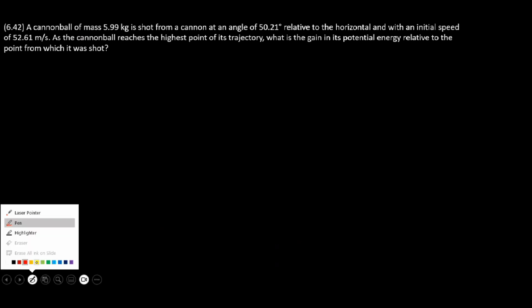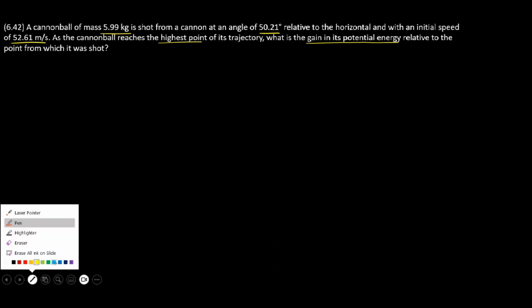In this video, we are going to discuss question 6.42. The question says a cannonball of mass 5.99 kilogram is shot from a cannon at an angle of 50.21 relative to the horizontal and with an initial speed of 52.61 meter per second. As the cannonball reaches its highest point of trajectory, what is the gain in its potential energy relative to the point from which it was shot?